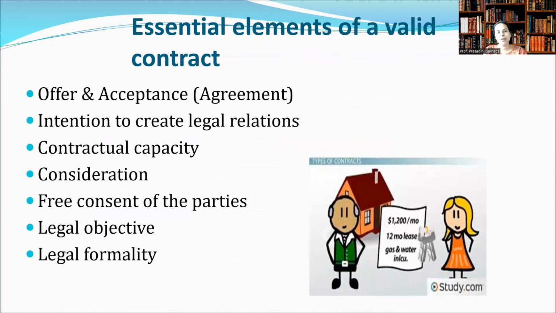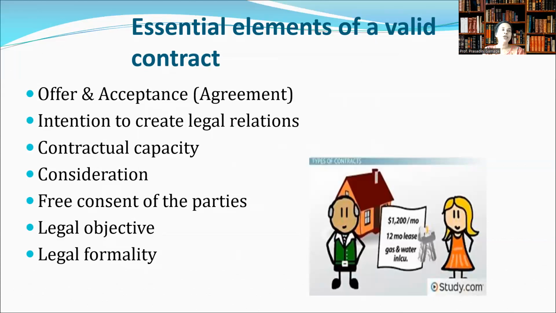Now let's see, we have already learned offer and acceptance. We call it an agreement. Other than that, intention to create legal relations. To make a valid contract, that is not sufficient. You have to fulfill some other requirements as well to make a valid contract, namely contractual capacity, consideration, free consent of the parties, legal objective, and the legal formality. These are the essential elements of a valid contract.